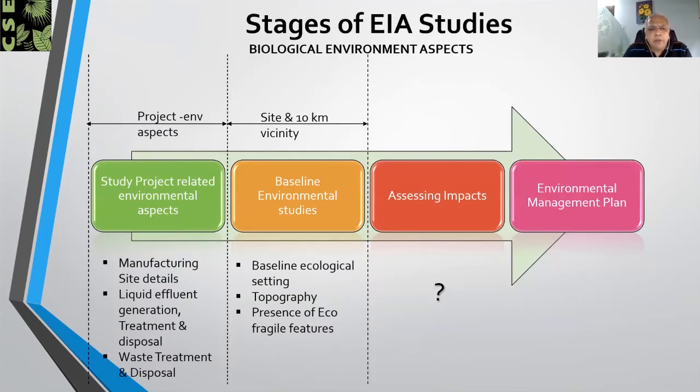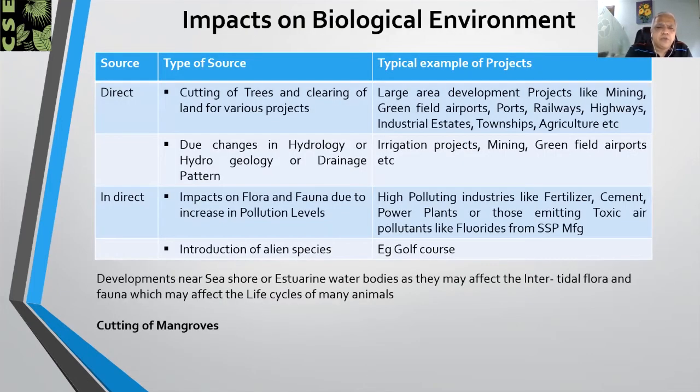Now we come to the biological environmental aspects. When we studied the project, we should study various aspects like the area utilization of the project, the liquid, solid and air pollution generation from the project, or the waste generation from the project. Whereas in case of baseline studies, we should look at baseline ecological setting, topography, and presence of various eco-fragile features in the vicinity of the project.